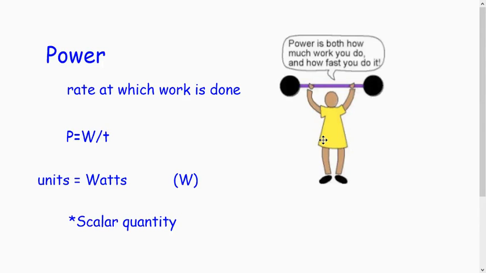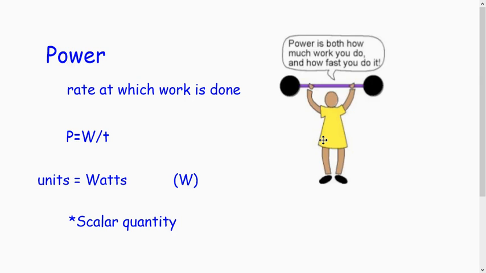Power is defined as the rate at which work is done. So power is equal to the amount of work done divided by the time. The units for power are watts, which is abbreviated with a capital W, and you need to be very careful that you don't confuse that with work, which is also abbreviated with a capital W, but its units are joules.